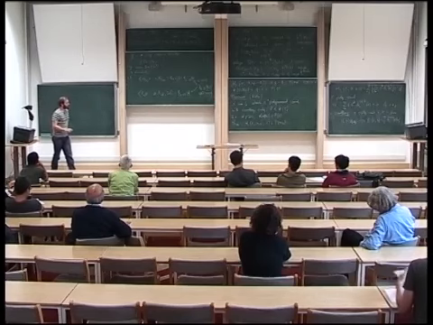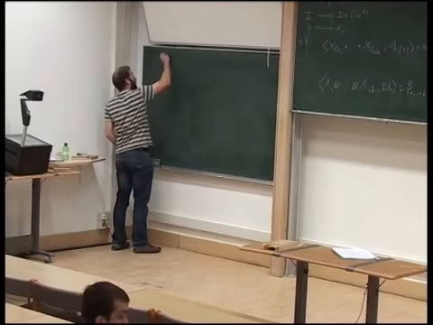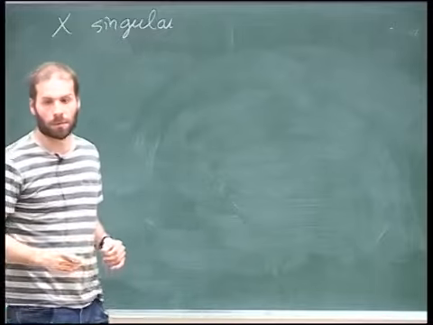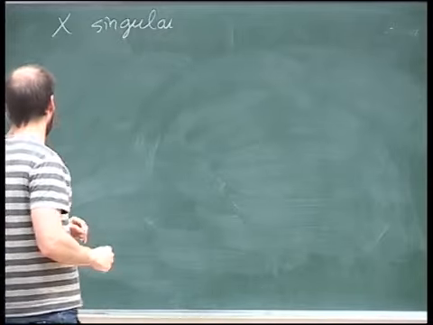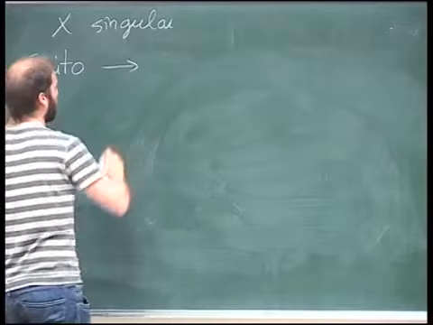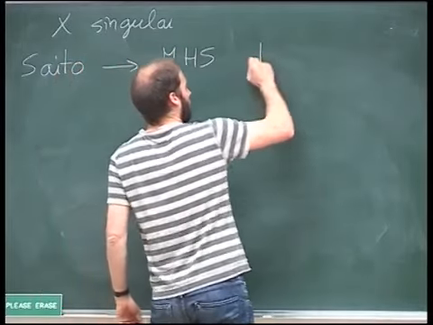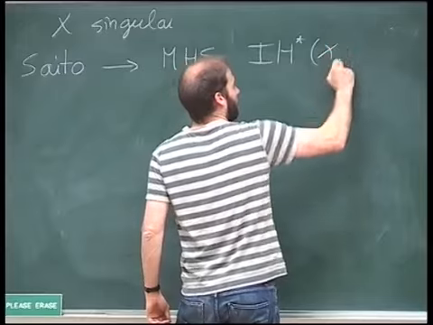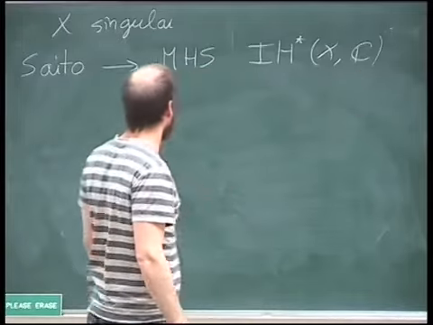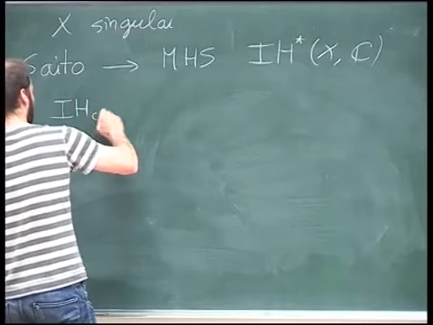Now, what about if X is singular? If X is singular, you can define a mixed Hodge structure on the cohomology, but this is not what we want to do. We prefer to use what Saito did. You can define a mixed Hodge structure on the intersection cohomology of X. The definition of mixed Hodge structure is very general. So you can do that, and then you can define the mixed Hodge polynomial.